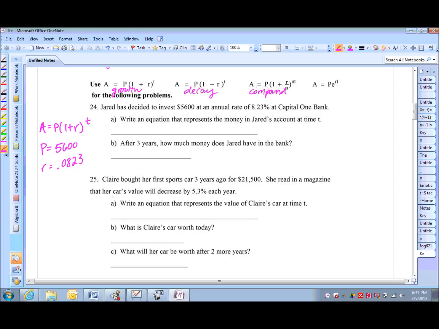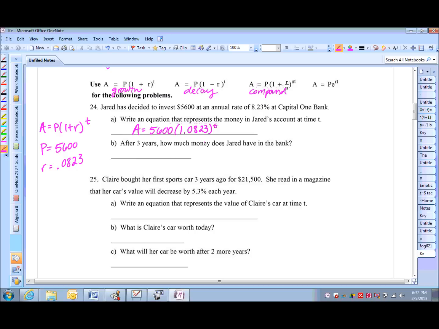Okay, so now we just plug in, because part A is asking us to write an equation that represents the money in Jared's account at time t. So, the amount in Jared's account is equal to $5,600 times 1 plus R. So 1 plus 0.0823 is 1.0823 raised to the T. So now we have an equation to where we just plug in the number of years and we'll be able to find the amount of money in Jared's account.